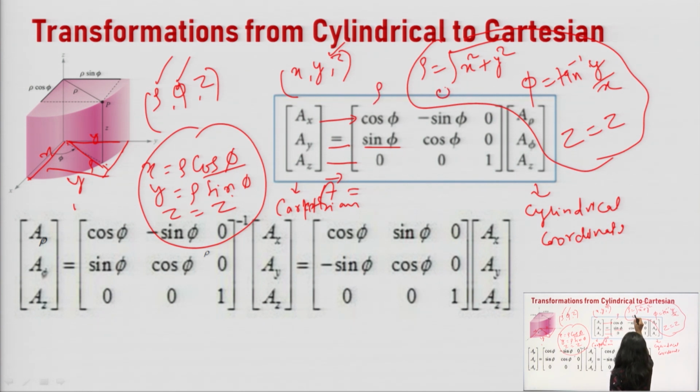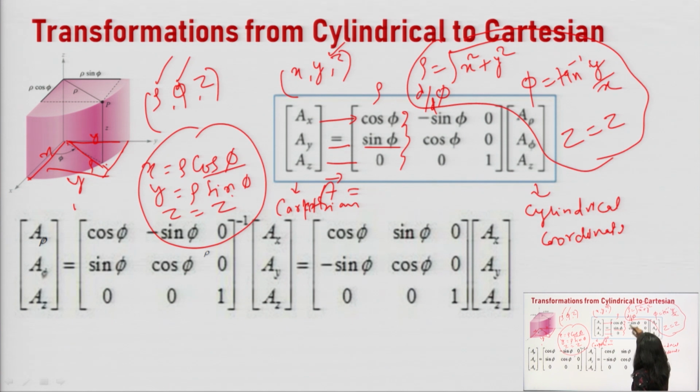Now this is for rho. For phi we need to differentiate these terms with respect to phi, d by d phi. Once we perform the d by d phi of cos phi, it will give minus sin phi. If we differentiate sin phi with respect to phi, it will give cos phi. Again, differentiation of 0 will give 0 only.